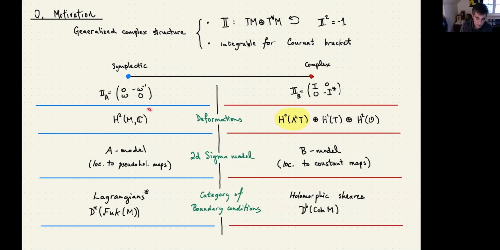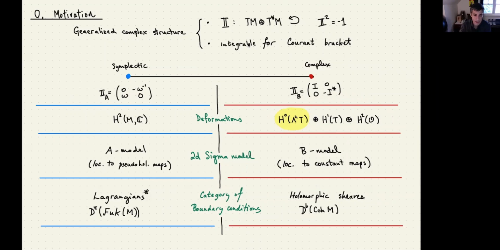And the nice thing is that these two deformation theories coincide with deforming the two-dimensional sigma models that occur in these cases. So in the case of a symplectic manifold, we have the A model, which is studied in Floer theory. This is a topological quantum field theory, and it has deformation theory exactly given by this group. And similarly on this side with the B model, what we normally think of as the derived category of coherent sheaves, with the Hochschild cohomology given by this sum of groups.